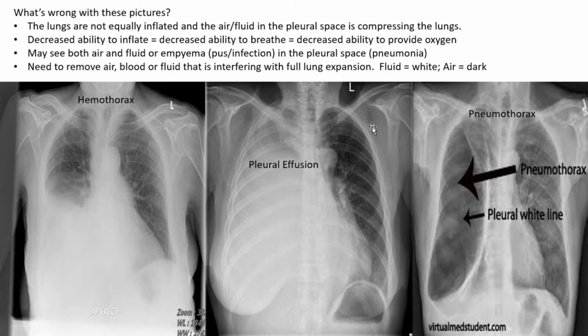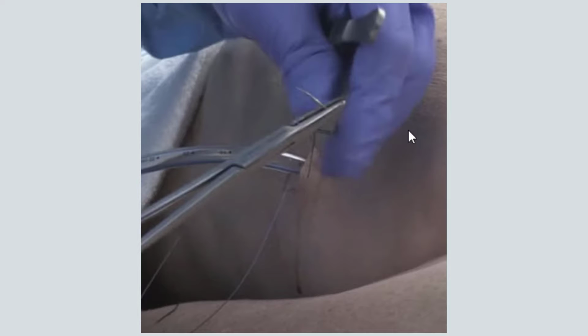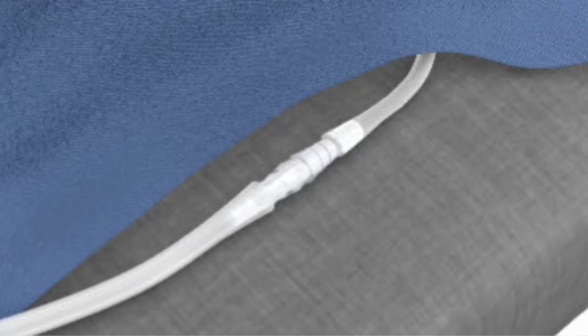The goal of a chest tube is to remove the air, blood, or fluid that is interfering with full lung expansion. The way that's done is via a chest tube inserted into the pleural space. The gray is the clamp holding the tissue open, and the purple is a chest tube. Once the chest tube is sutured in place, it is connected to the chest tube drainage system as shown. Pause this video and locate where the chest tube drainage system and chest tube are connected.